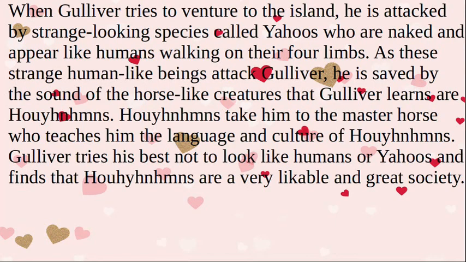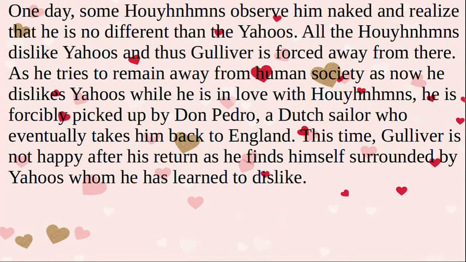As these strange human-like beings attack Gulliver, he is saved by the sound of horse-like creatures that Gulliver learns are Houyhnhnms. The Houyhnhnms take him to the master horse, who teaches him the language and culture of the Houyhnhnms. Gulliver tries his best not to look like humans or Yahoos and finds that Houyhnhnms are very likable and a great society. One day, some Houyhnhnms observe him naked and realize that he is no different from the Yahoos. All the Houyhnhnms dislike Yahoos, and thus Gulliver is forced away from there.